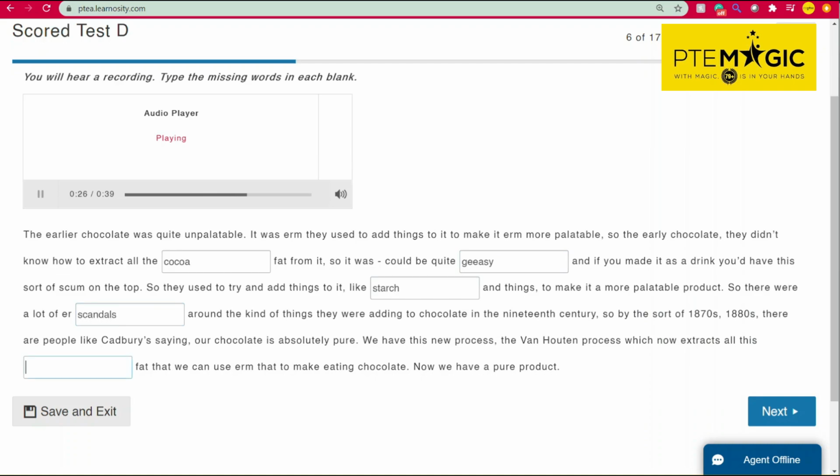So there are a lot of scandals around the kind of things they were adding to chocolate in the 19th century. So that by the sort of 1870s, 80s, there are people like Cadbury saying, no, our chocolate is absolutely pure. We have this new process, the Van Houten process, which now extracts all this horrible fat, and we can use that to make eating chocolate, and now we have a pure product.